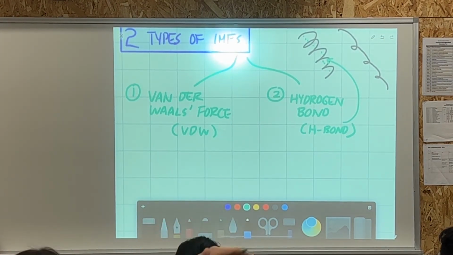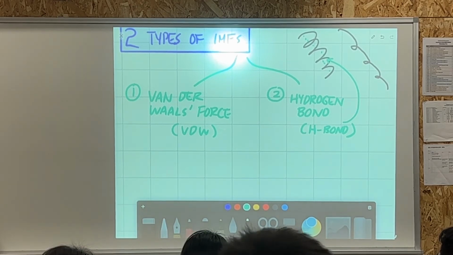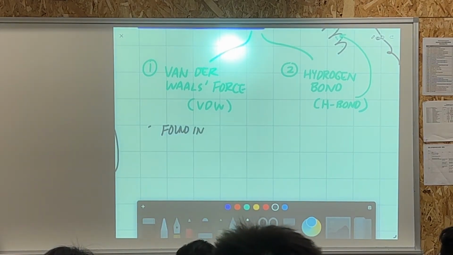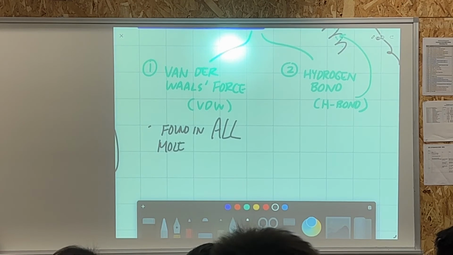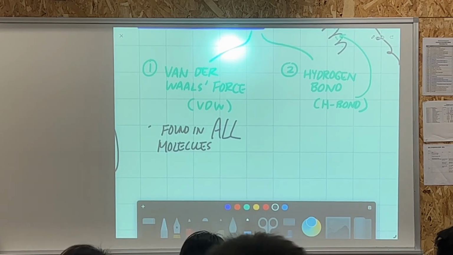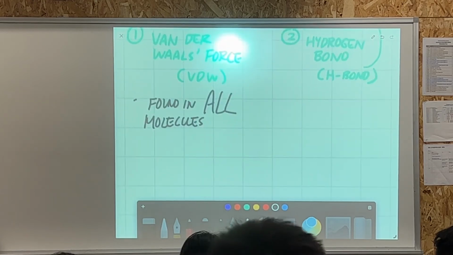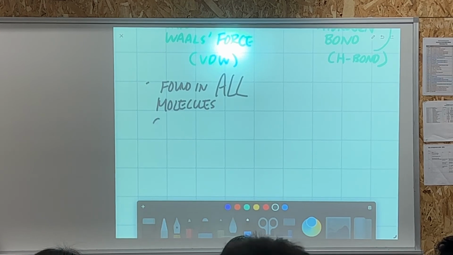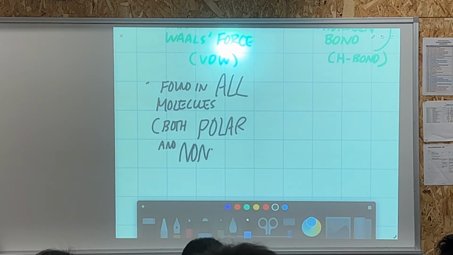What's the difference between these two types of intermolecular forces? Why do you have to differentiate between them? That's because Van der Waals force is found in all molecules. So the keyword here is all. Molecules can be polar or non-polar, and Van der Waals force is the type of intermolecular force found in all kinds of molecules. It doesn't differentiate between the polar and the non-polar. Every molecule will have this intermolecular force. So found in all molecules, write down both polar and non-polar.